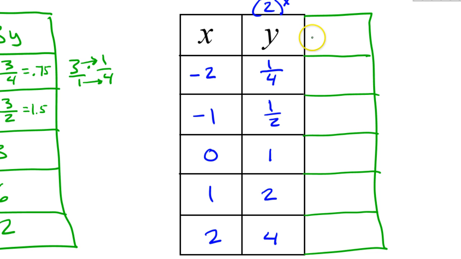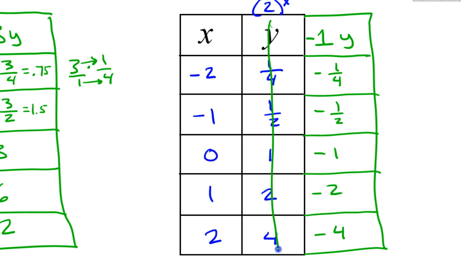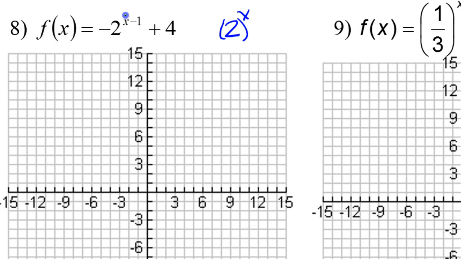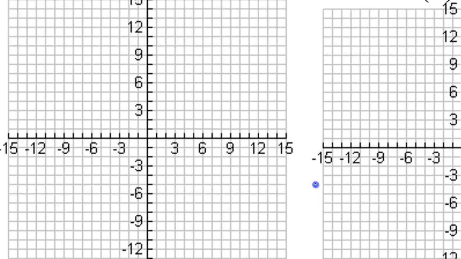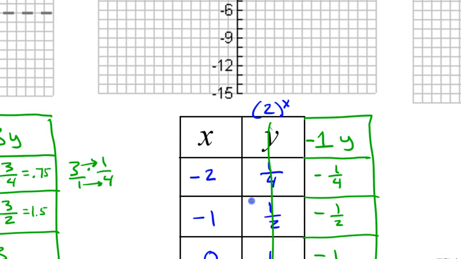Alright, and in that y column I'm going to do -1 times y, because that's my a value. So if I do -1 times all of these, they're just going to change signs. So I'm just going to have negative 1/4 and negative 1/2 and negative 1 and negative 2 and negative 4. Once you make a new y column, go ahead and throw out the old y column. Okay, notice I have not done the -1 or the +4 yet. I'm going to do that later. But let's go ahead and start plotting these points. So I'm going to graph -2 and negative 1/4.